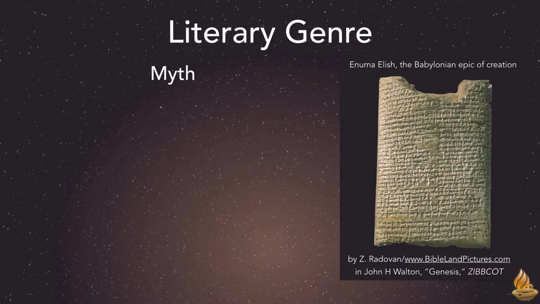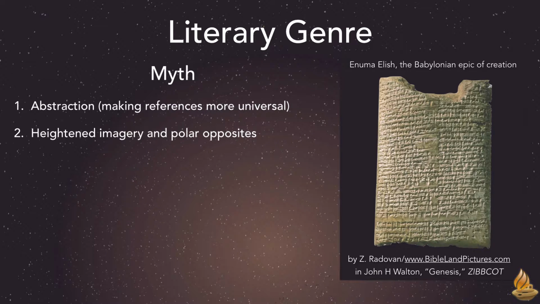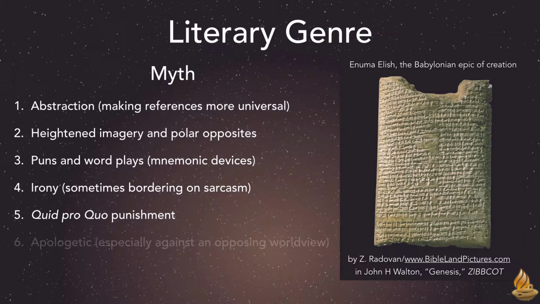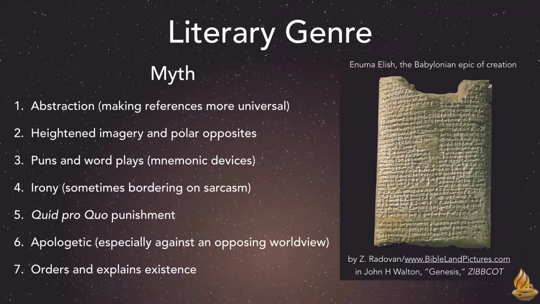Myth has very specific characteristics. Here are the most prominent ones. Abstraction, making references more universal. Heightened imagery and polar opposites. Puns and word plays, both of which serve as mnemonic devices. Irony, sometimes bordering on sarcasm. Quid pro quo punishment. Myth is also generally an apologetic, especially against an opposing worldview, as myth orders and explains existence.